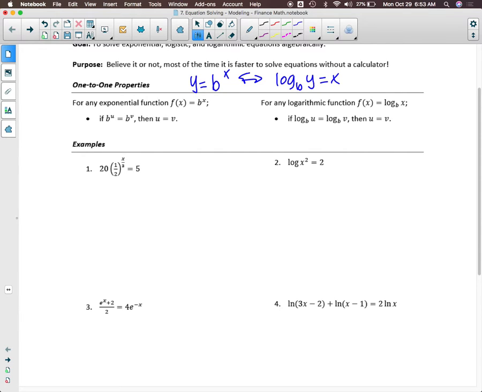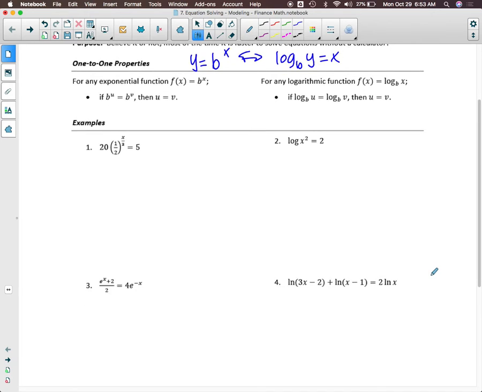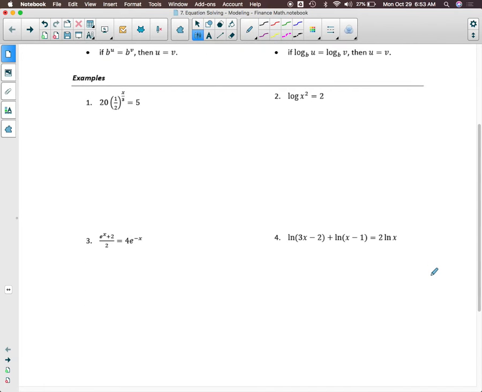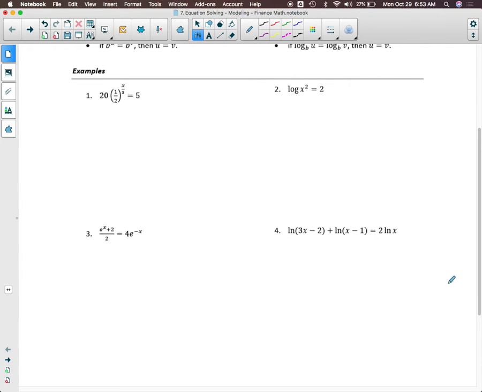All right? So let's jump into some examples. If you feel like you're good, you can pretty much skip to the last part where I just go over some basic formulas. All right, so example one.